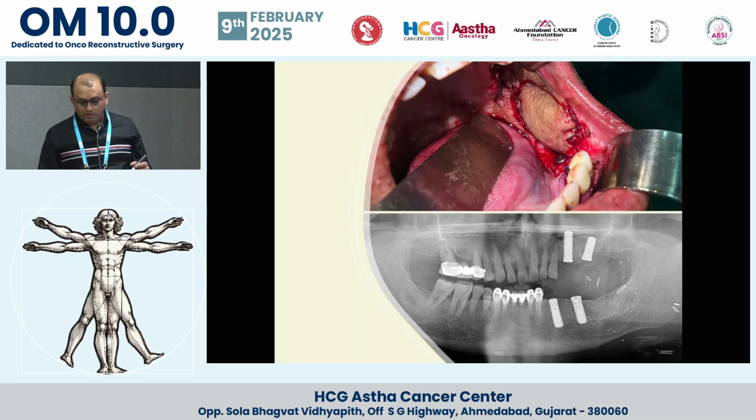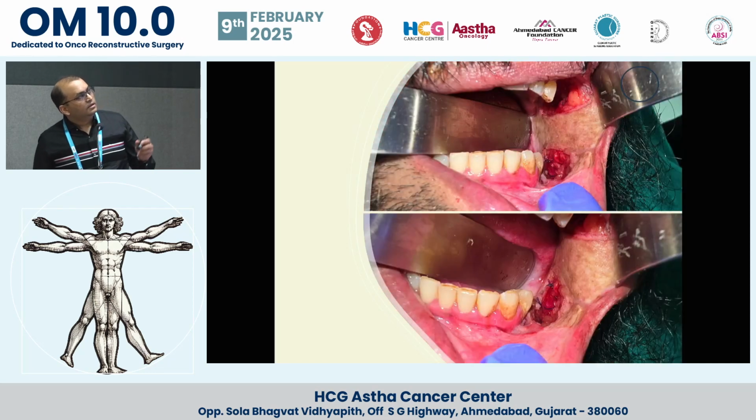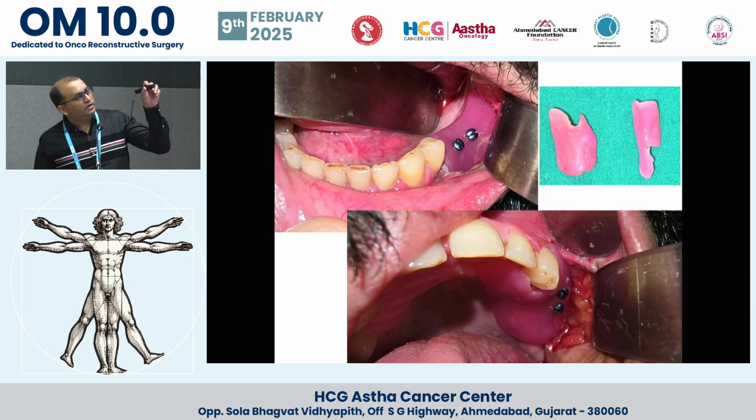So this is how it is done: simultaneous placement. This is another case where the periosteum is kept intact and only the radial forearm is taken laterally and a vestibular deepening is done. And then on top of it, we fix this kind of acrylic plates to hold the vestibule and maintain the vestibule.